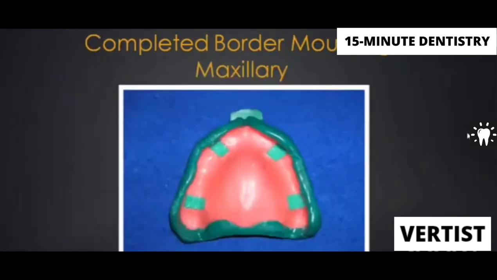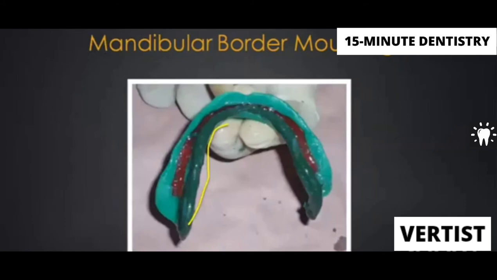This is the completed water molding maxillary. Then, if you are supposed to do the mandibular water molding in the exam, try and start with the lingual side. First finish the lingual and then do the buccal. And in the lingual, the most important aspect is this S shape, which you can see.